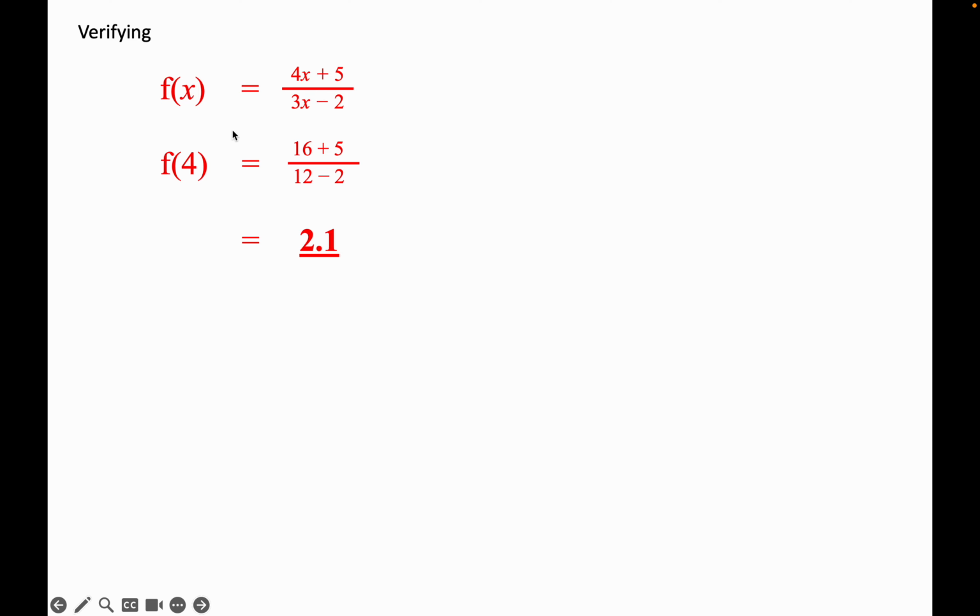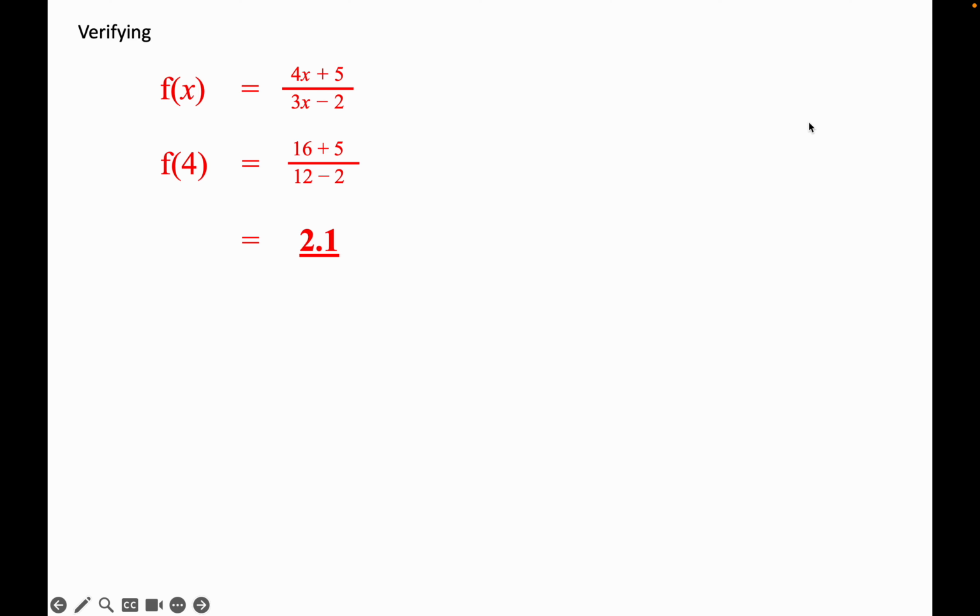And we can just finish off by verifying that. So if I stick a number in for x, say 4, into the original function, 4 times 4 plus 5 gives you 16 plus 5 on the top. 3 times 4 minus 2 gives you 12 minus 2 on the bottom. So that all comes to 2.1.